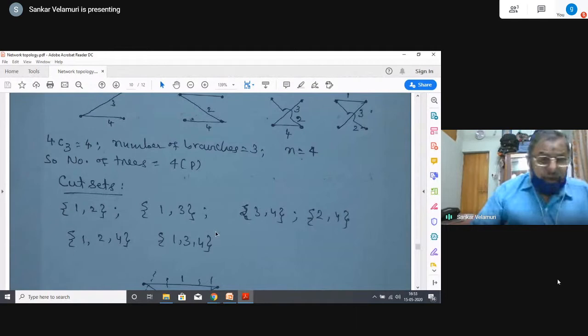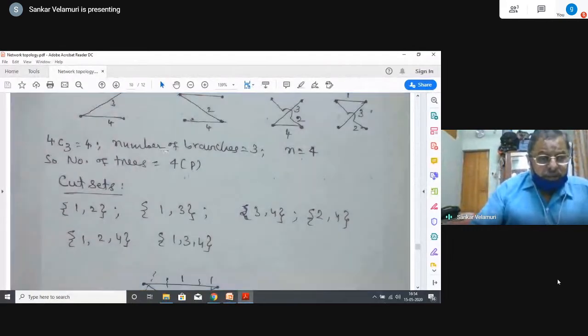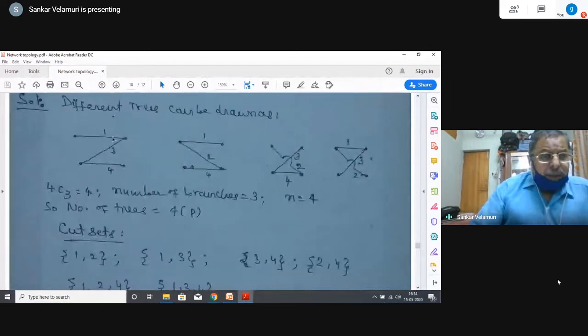Here there are 4 elements. Taking them one at a time, by failing 1, 2, 3, 4 individually, there is no cut, because a traversal is still present. That is well known. By taking 1, 2 as a combination, some of the vertices are eliminated. So 1, 2 is a cut set.